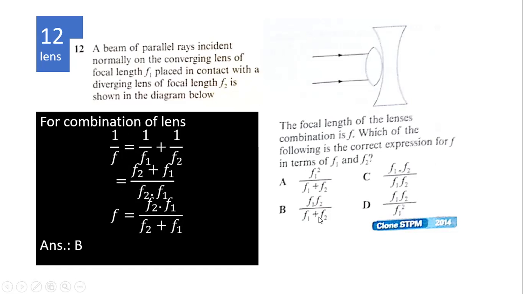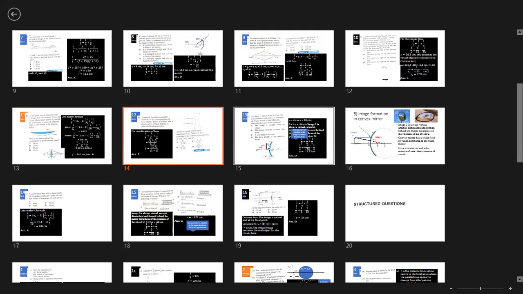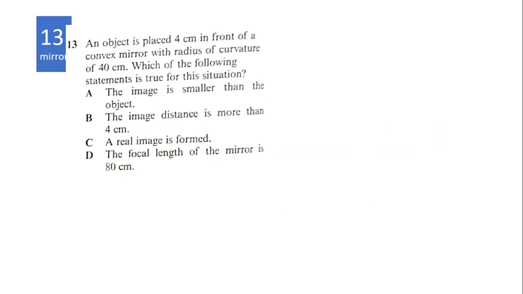Okay, let's do one more. Then let's take a break. After that, we do a structure question. If you haven't done it, you better do it. Okay. An object is placed 4 cm in front of a convex mirror with radius of curvature 40 cm. Which of the following statements is true for the situation?